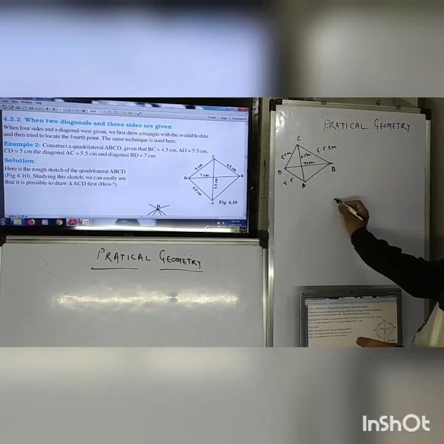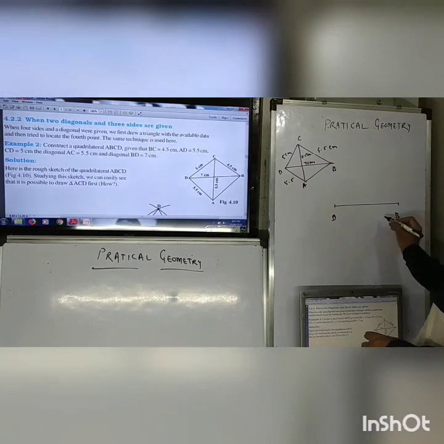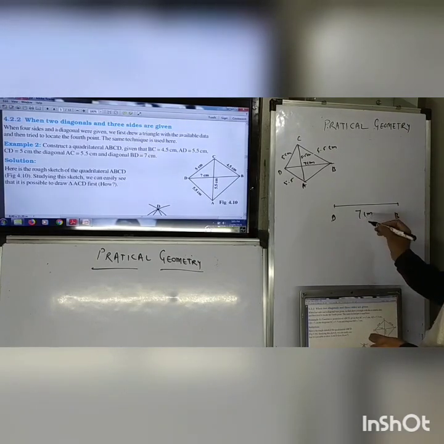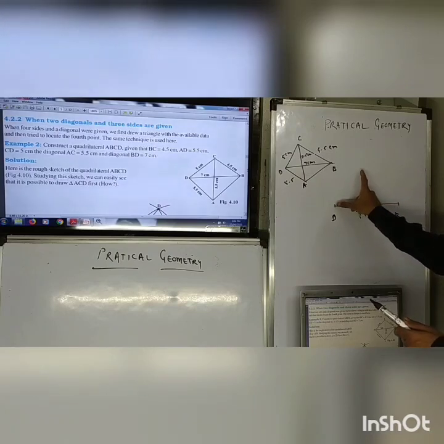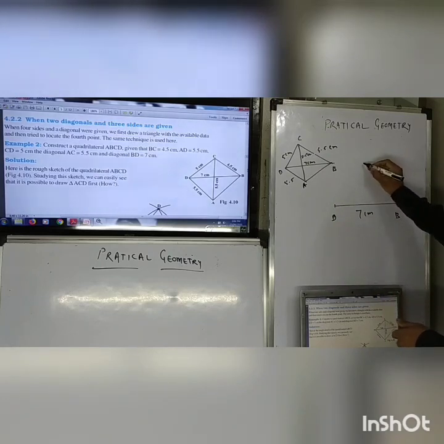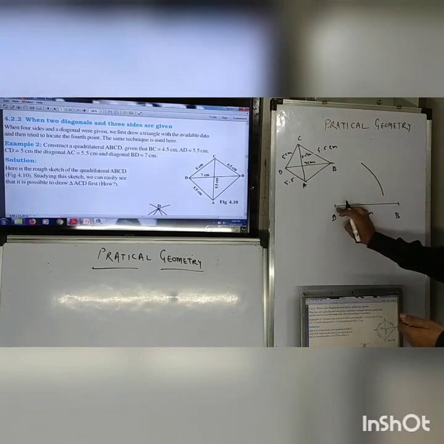First of all, we take BD, that is DB equal to 7 cm. We take this DB equal to 7 cm. Now from D, C is 5 cm, and from B, C is 4.5 cm. Take 5 cm in the rounder. After taking 5 cm, put the metallic end of the rounder at D and construct one arc. This arc is of radius 5 cm with the metallic end of the rounder at point D.